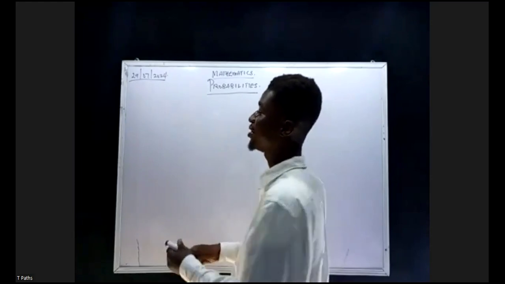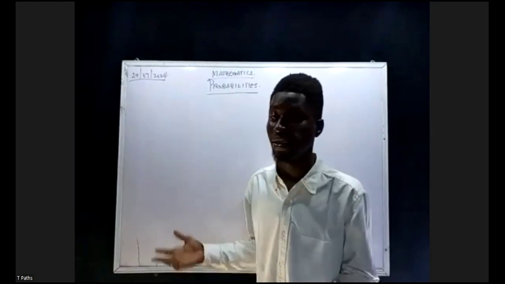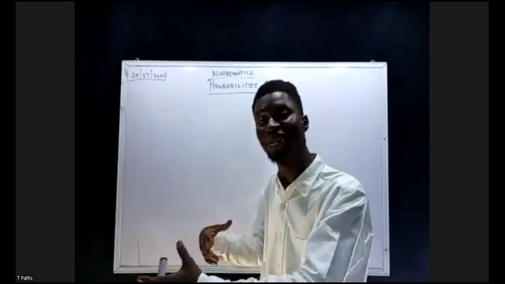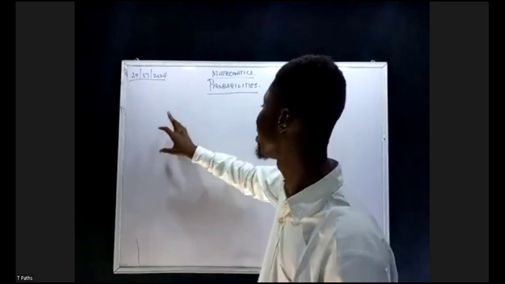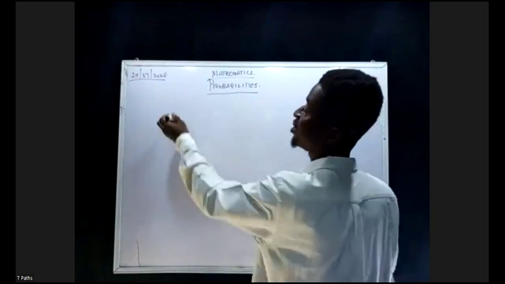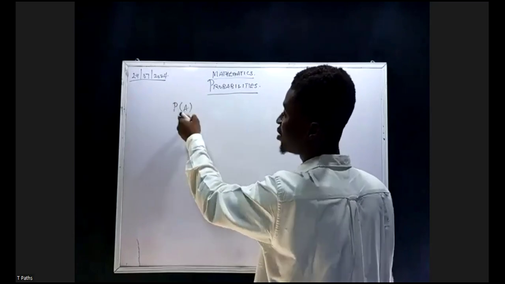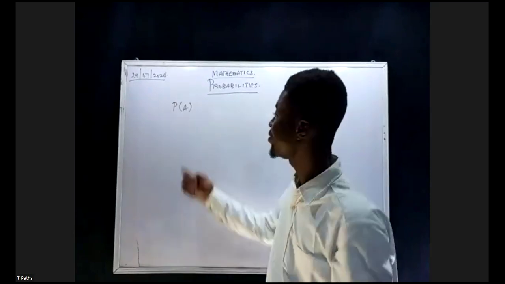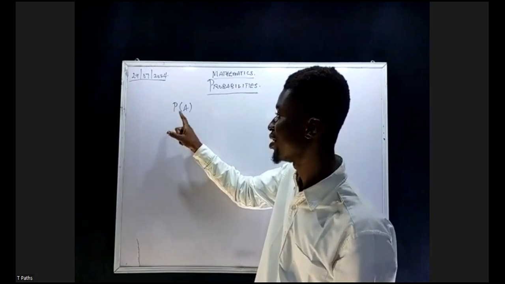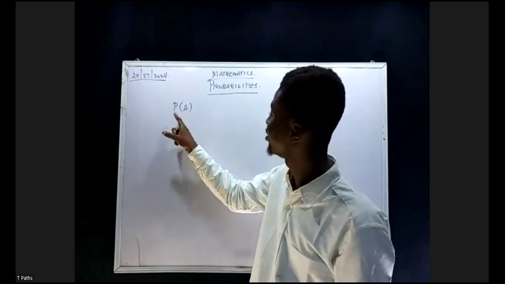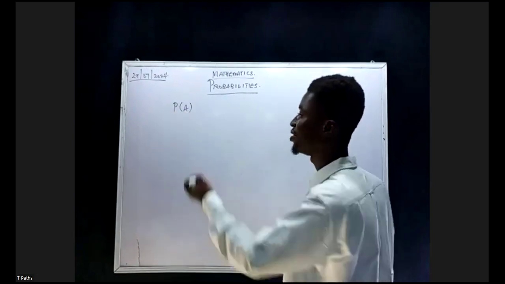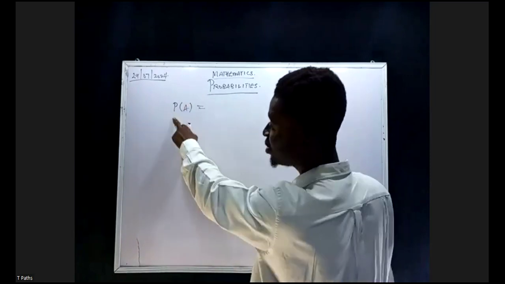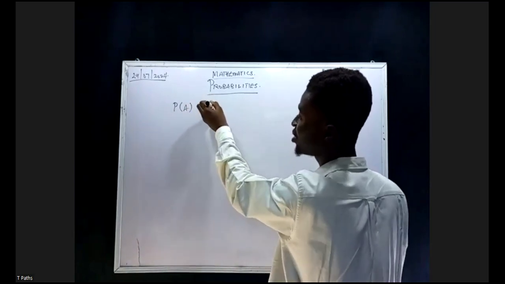Now, probability is simply what? A guessing game. We look at possibilities and, amongst other things, so now let's talk about probability. I have P of A. What is the meaning of P of A? P of A means the probability of an event A happening. So what's the formula? The probability of an event A happening is simply what?